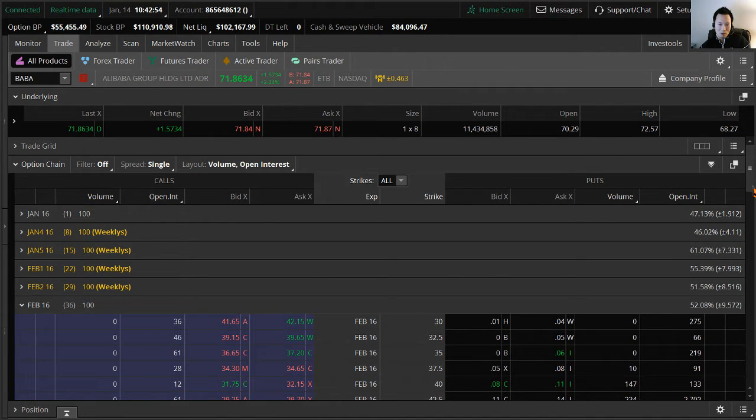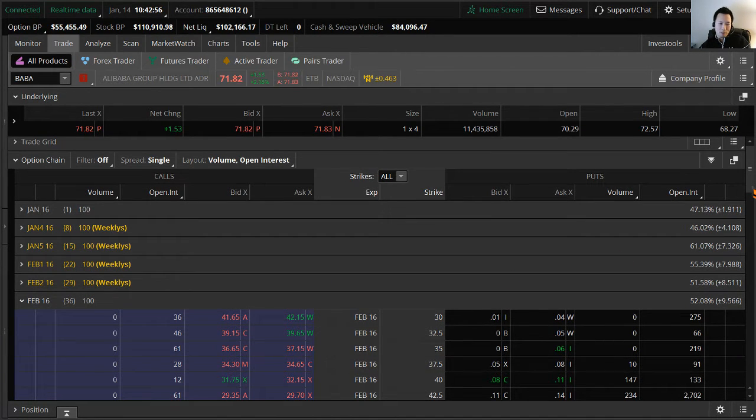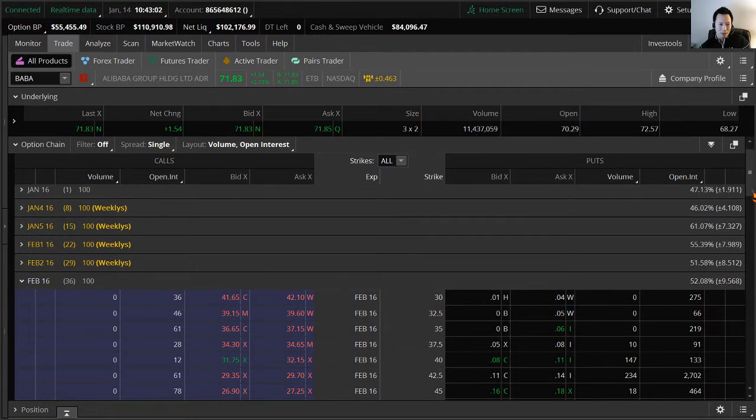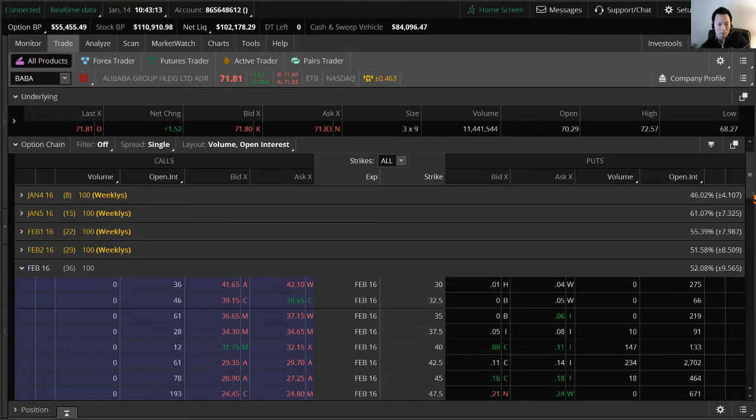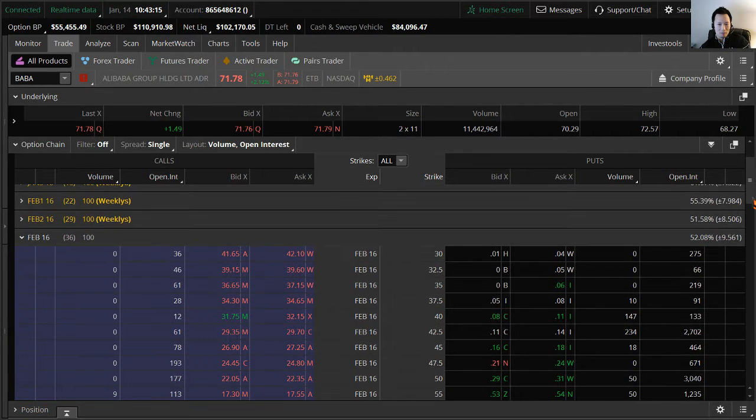I don't really want to go more than 45 days. 45 days is like the sweet spot. That's where the theta kicks in. If you go past 45 days, the longer you go, the more premium you get, but then the more opportunity for the stock to move around. So you're not getting your best bang for your buck after 45 days.